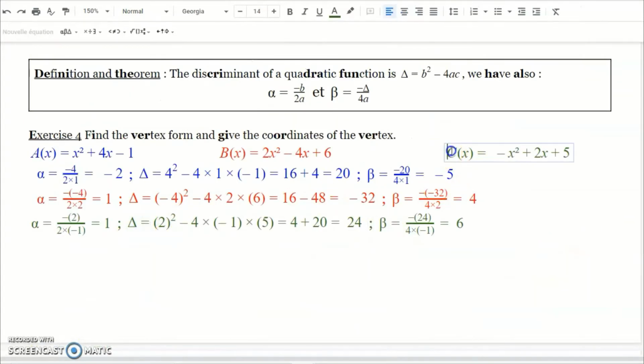And finally, for c, alpha is equal to minus b over 2a, so minus 2 over 2 times minus 1. This is 1. Delta is equal to b squared minus 4 times a, which is minus 1, times c, which is 5. So this is 4 plus 20, 24, and beta is minus 24 over 4 times a, which is 6. And that's what we found here.